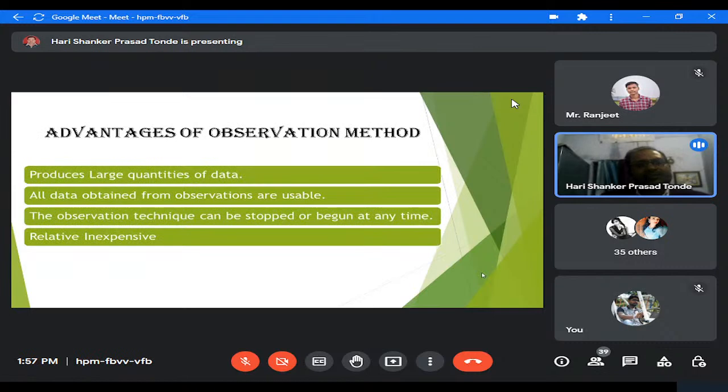Advantages of observation method. Some advantages are: it produces large quantities of data. All data obtained from observations are usable. The observation techniques can be stopped or begun at any time, and are relatively inexpensive. These are the advantages of observation method.